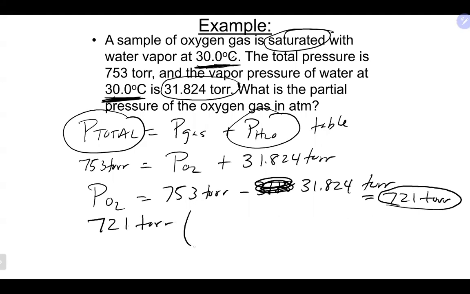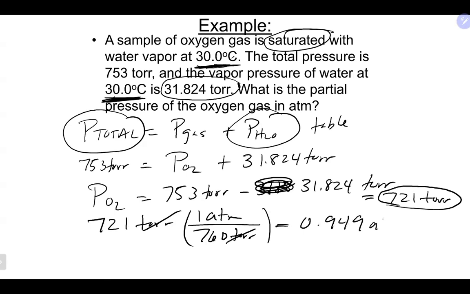That is where our 760 comes into play. We would divide by 760 torr is 1 atmosphere. The torrs here will cancel, and that would give us 0.949 atmospheres. So this type of partial pressure problem, not too bad. It really does end up being sort of a subtraction type problem.